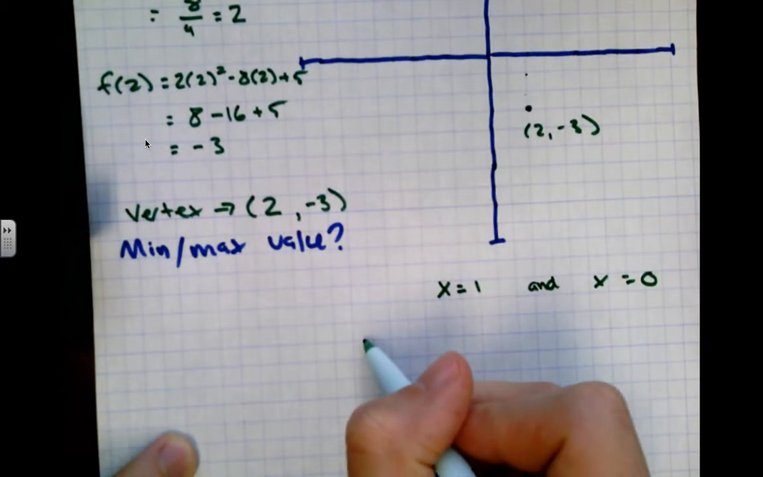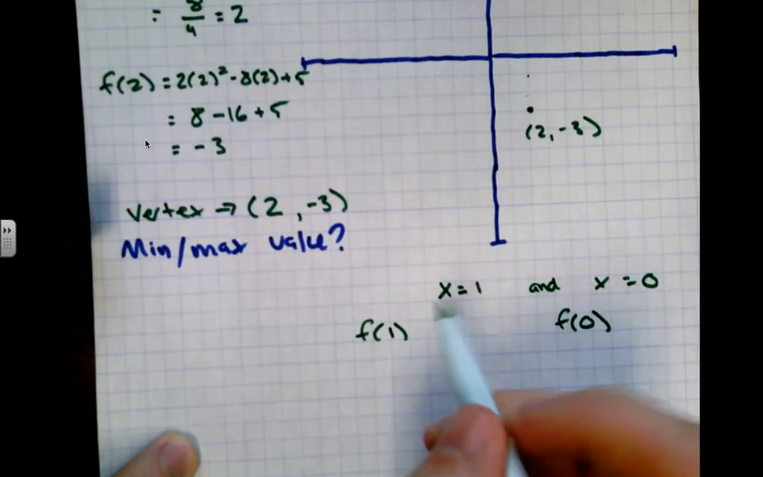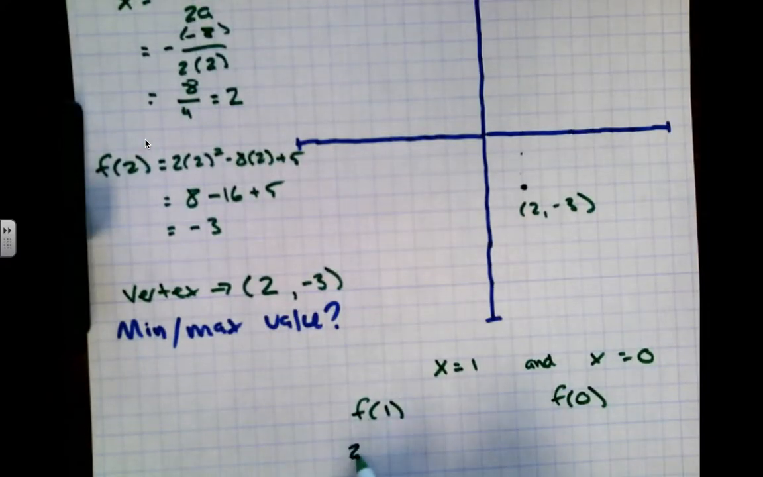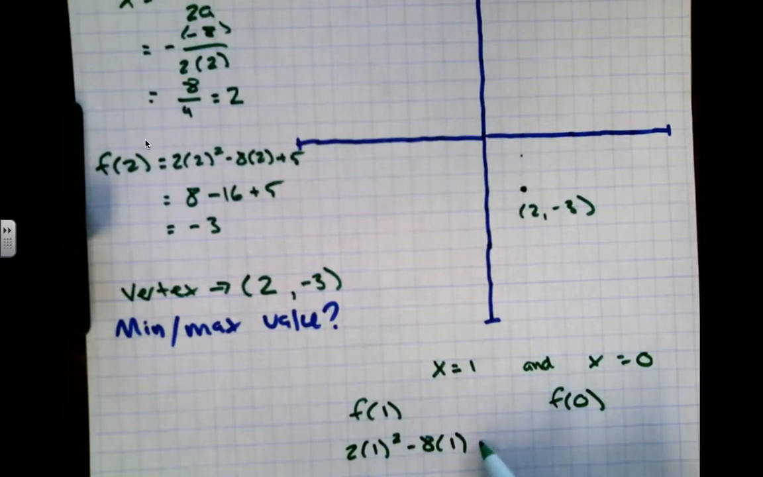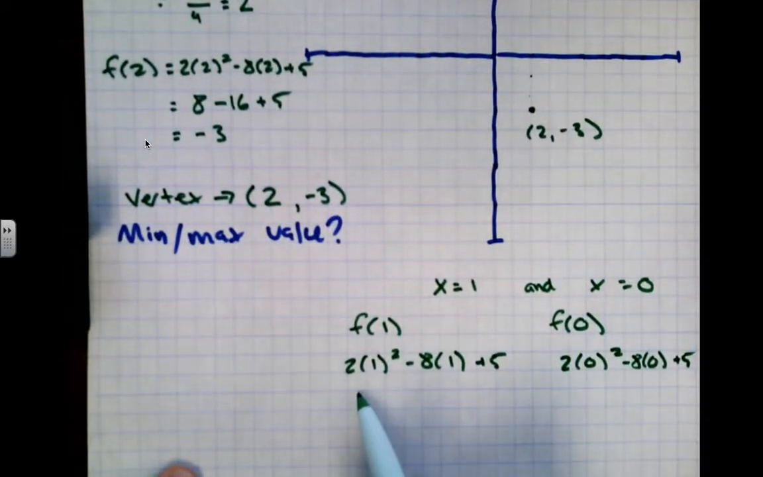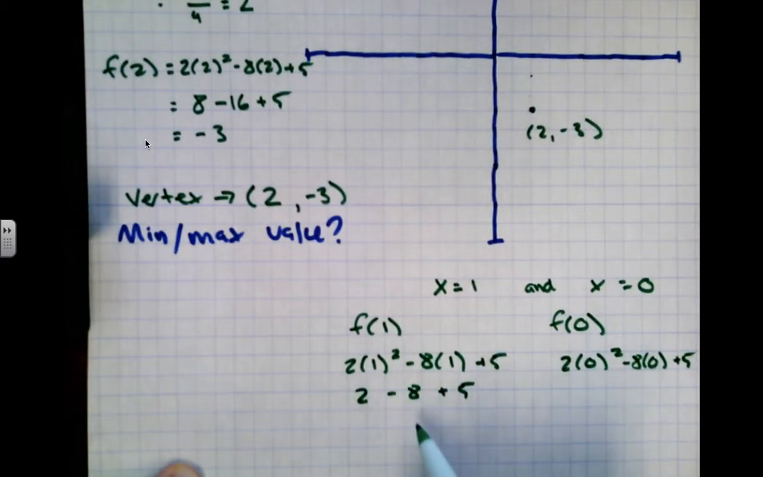So we're going to plug those values in, f of 1 and f of 0, into the original function up here. So we would plug in 2 times 1 squared minus 8 times 1 plus 5, and we would also plug in 2 times 0 squared minus 8 times 0 plus 5, and we just evaluate these using PEMDAS. To do that, we would have 2 minus 8 plus 5. What that all comes out to is -1.